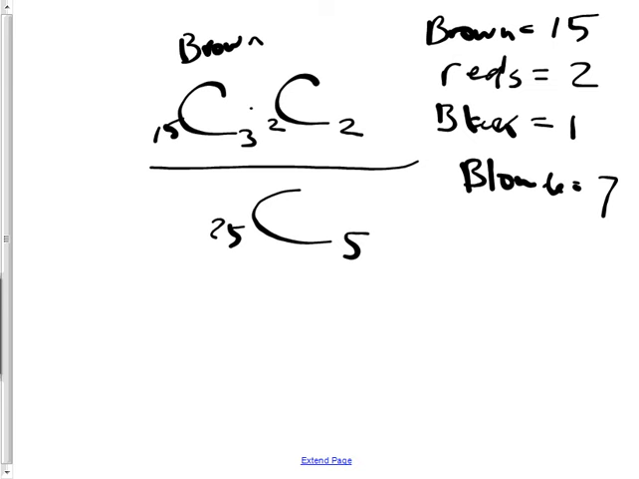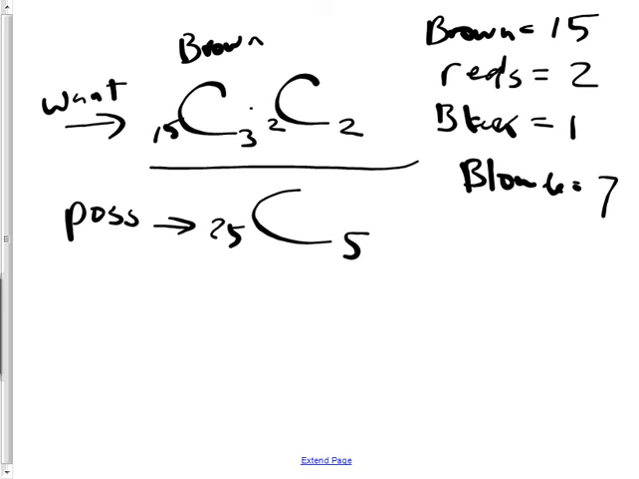Because there's a bunch of ways that could happen on the top, and there's a really big bunch of ways that could happen on the bottom. And then when you divide the two numbers, you got a probability, because what I want is on top over what's possible is on the bottom.